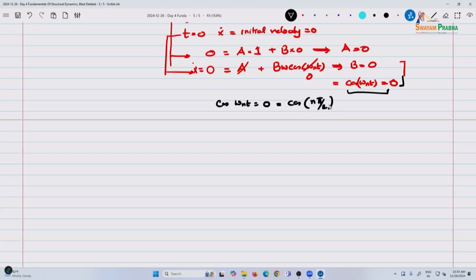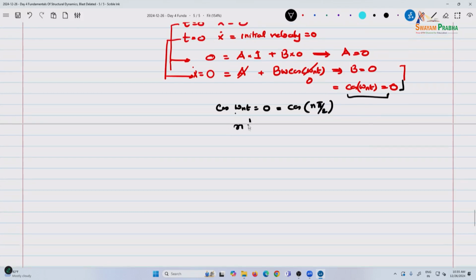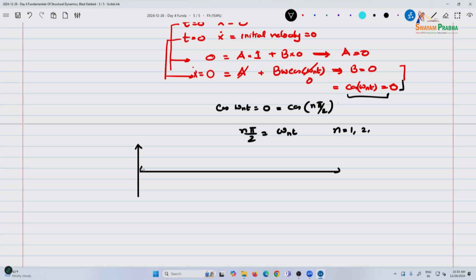So, from here you get n pi by 2 is equal to omega n t, and this is at t equal to 0. So, you get your omega n for different natural frequencies, this is for n equal to 1, and so on and so forth. What you get as a function of x is an eigenvalue problem.